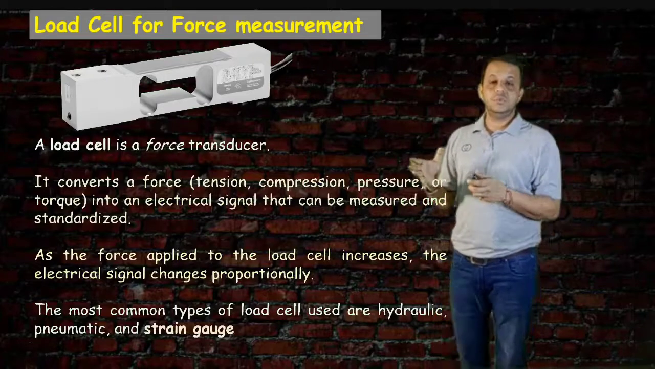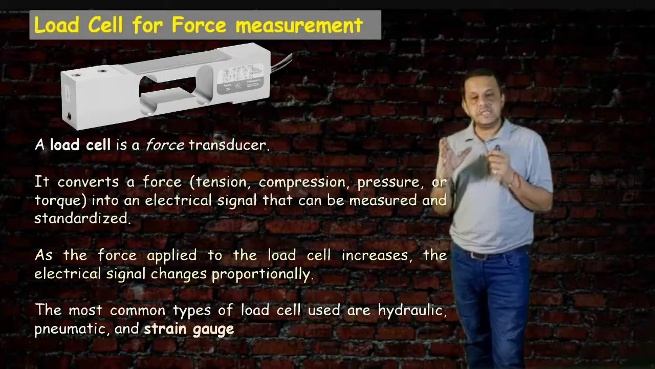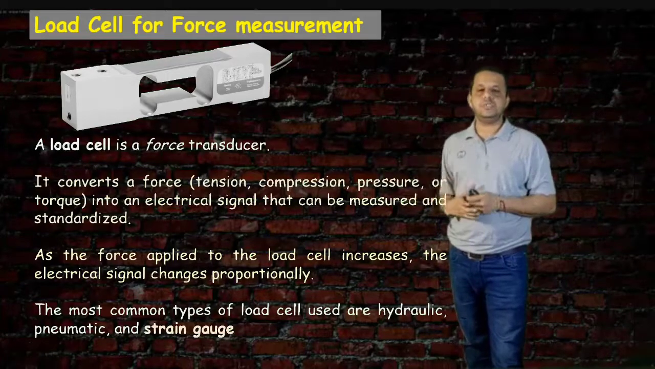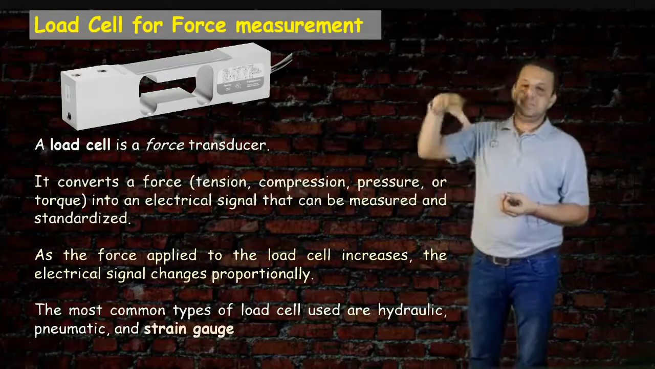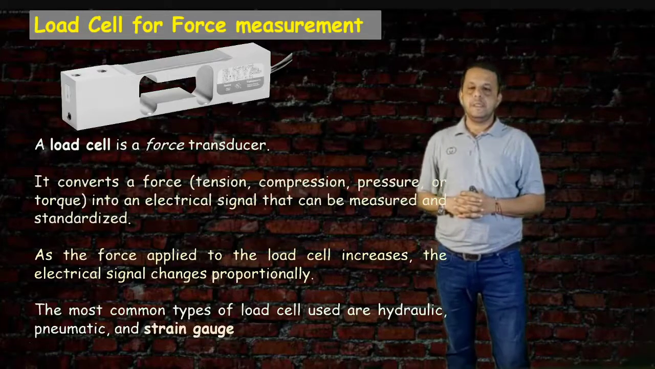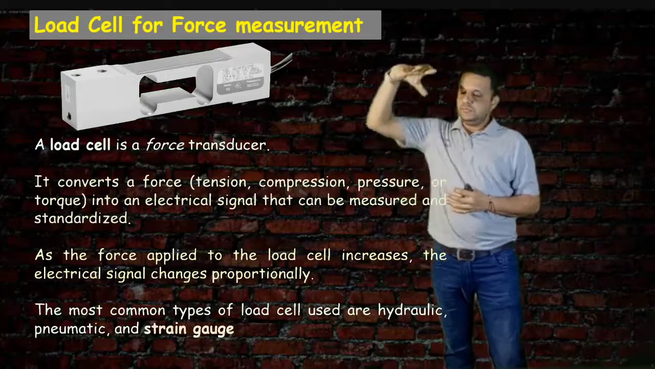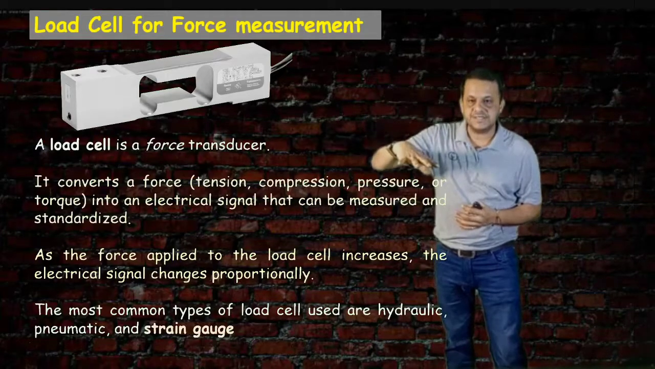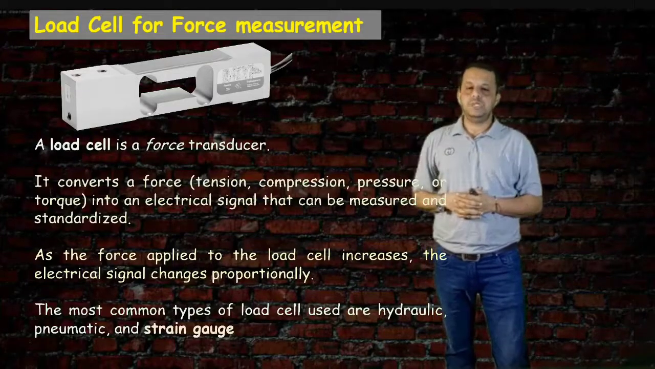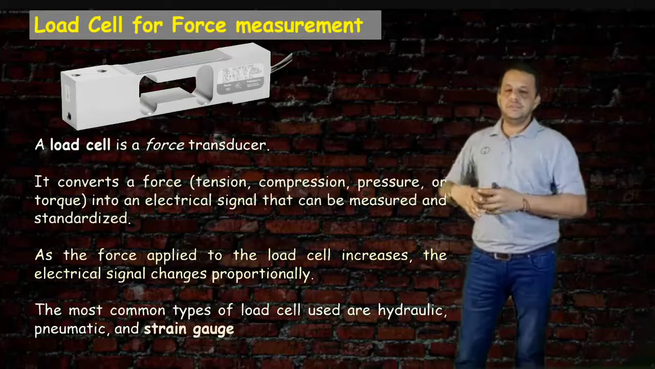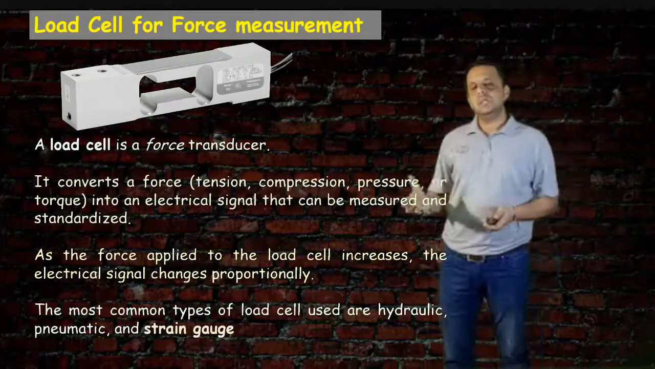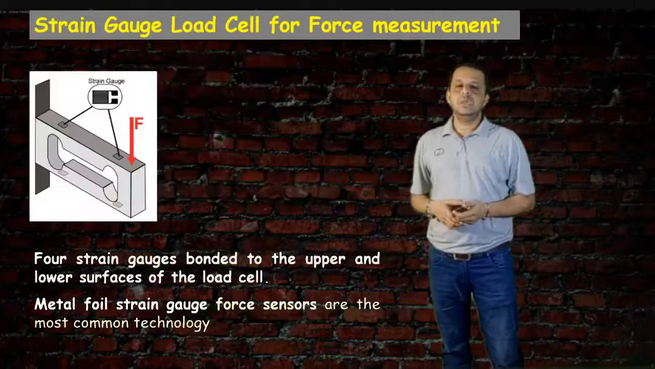So here we start with that. The load cell is a force transducer and it converts force, which may be tensile force, compressive force, pressure or torque, into electrical signals. So when the force applied to the load cell increases, it will change the electrical signals proportionately. Different types are hydraulic, pneumatic, and strain gauge. Here we will be going ahead with the strain gauge load cell.